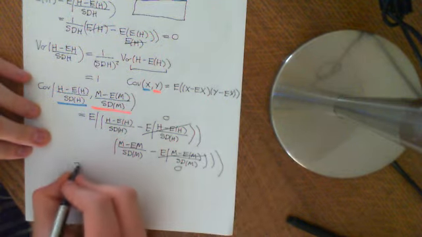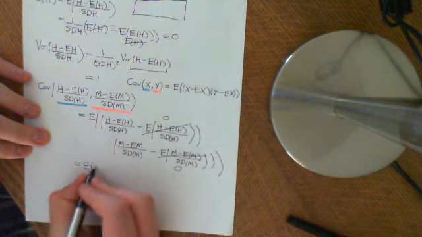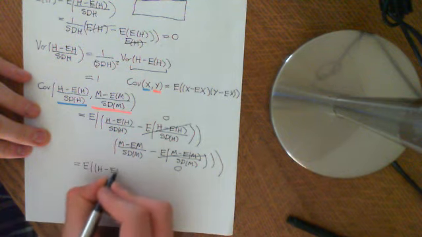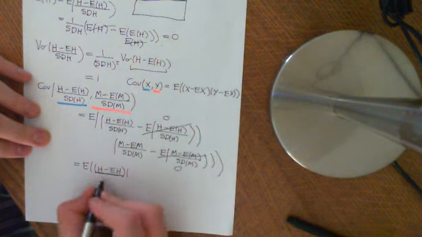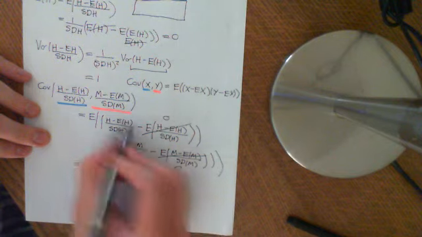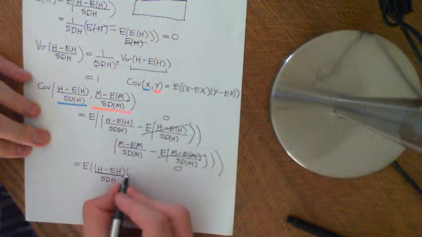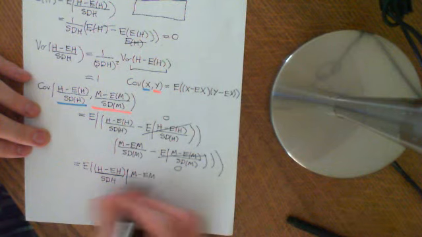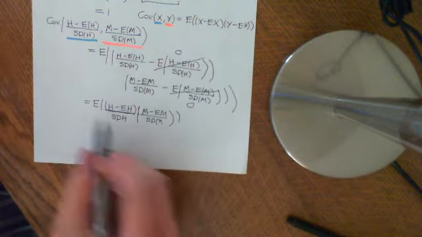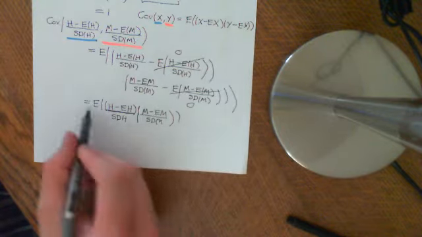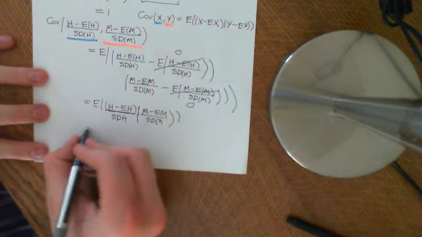So what we get is that this is the expected value of h minus the expected value of h, and I'll drop some brackets to make it simpler, divided by the standard deviation of h. That's this bit here. Minus 0, so that's gone. And then it's multiplied by m minus the expected value of m divided by the standard deviation of m. Now, because of the linearity properties of the expected value, we can pull out these standard deviations of h and m, because those are just constants.